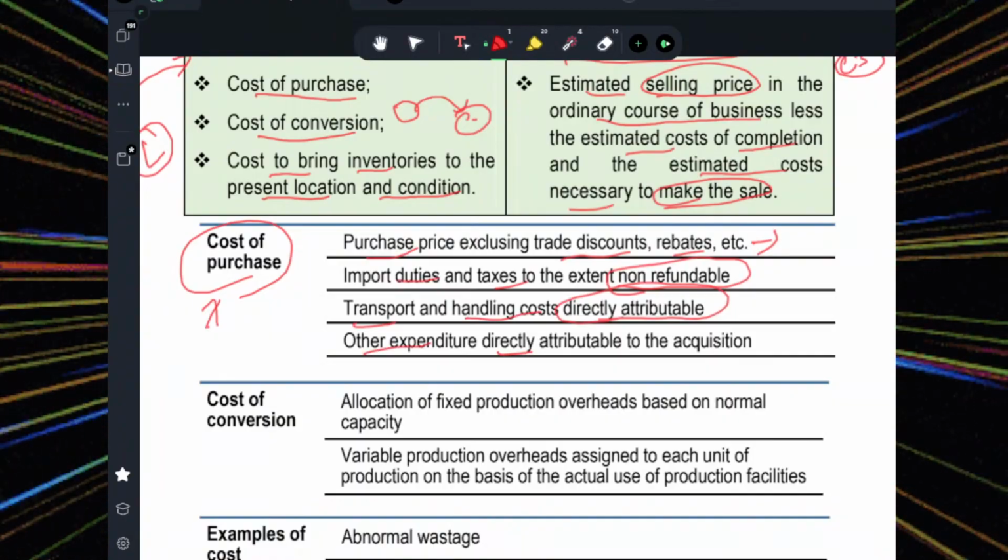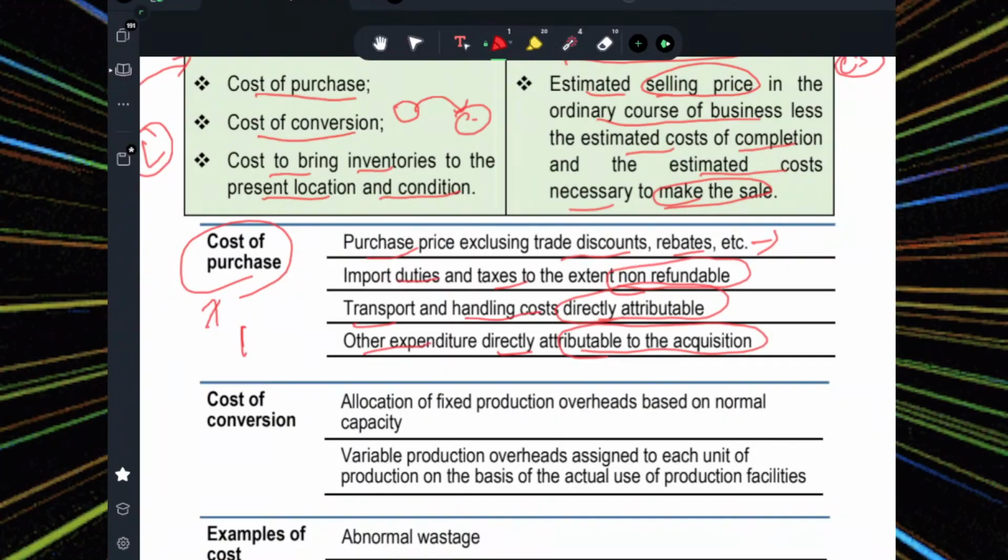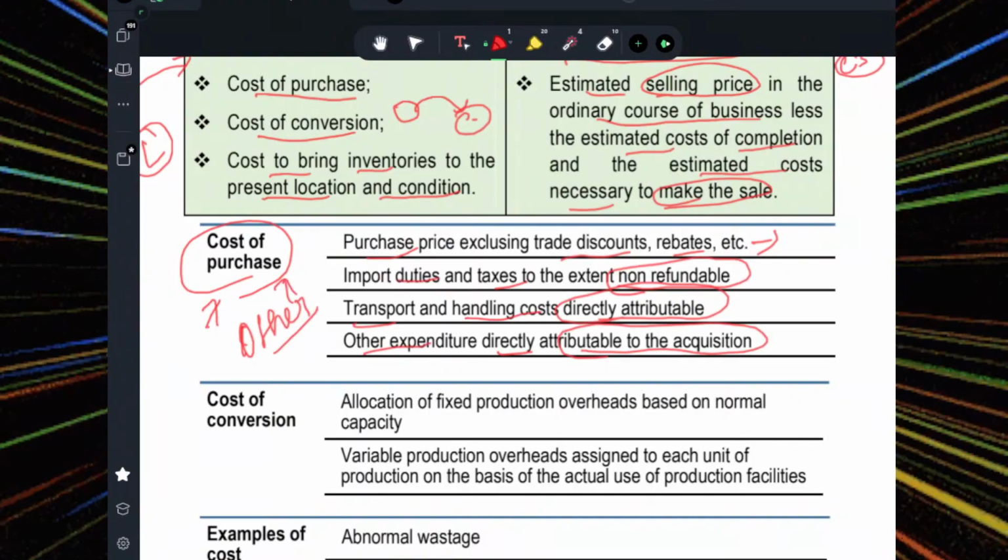Other expenditure directly attributable to acquisition. To get this, if you have other expenses, those expenses you can add.